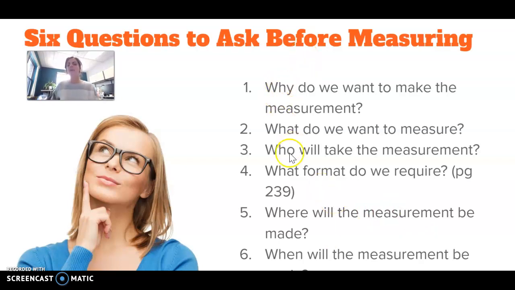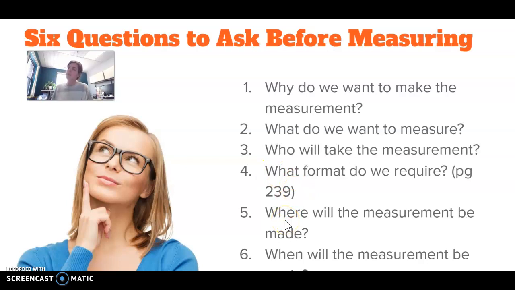All right, so we did the why, the what, the who, another what, and now the where. This what-format question could be called the how, if you're looking at how you're going to ask the questions, so we'll call that one the how. Number 5 is the where.